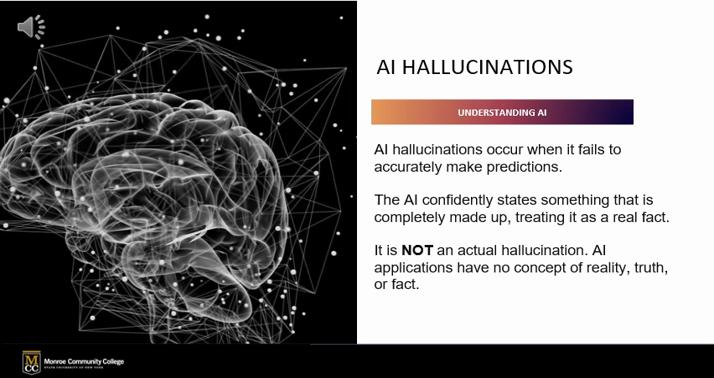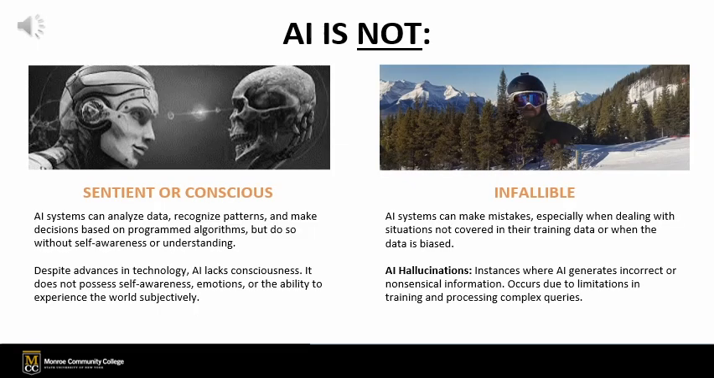It's a fundamental feature of how these systems work. They will never warn you that they're guessing. They can't because they don't know the difference between a guess and a fact. AI is not conscious. These systems can analyze data, recognize patterns, and make decisions based on their programming, but they do this without self awareness or understanding. They don't have emotions. They can't experience the world subjectively, and they are absolutely not infallible.